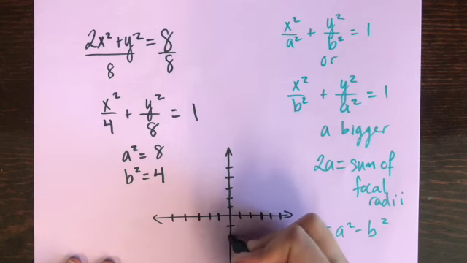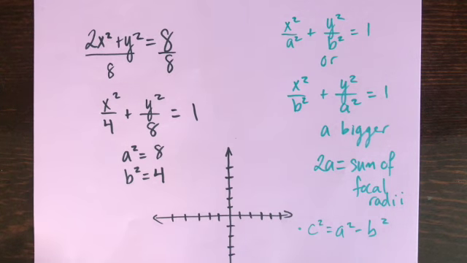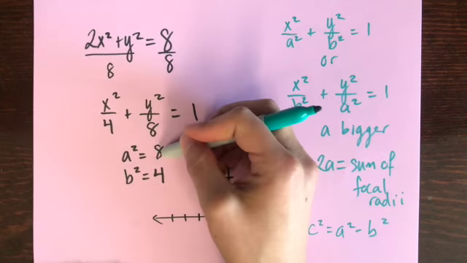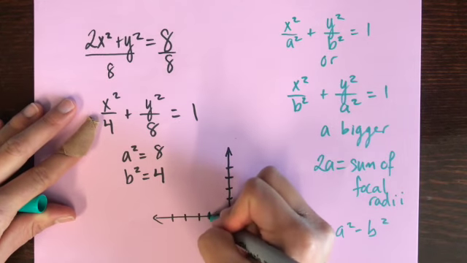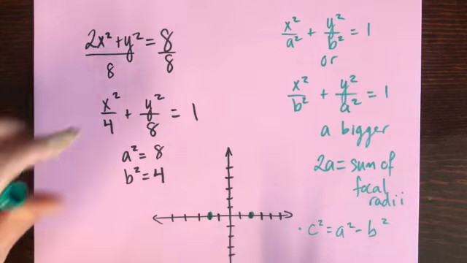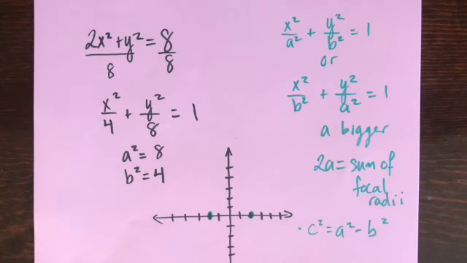So let's talk about what these mean. I see that my 8 is underneath the y squared, so that's going to be how much I go up in my y direction. And then b squared, which is 4, is underneath the x, right? So I'm going to go over by the square root of that in the x direction.